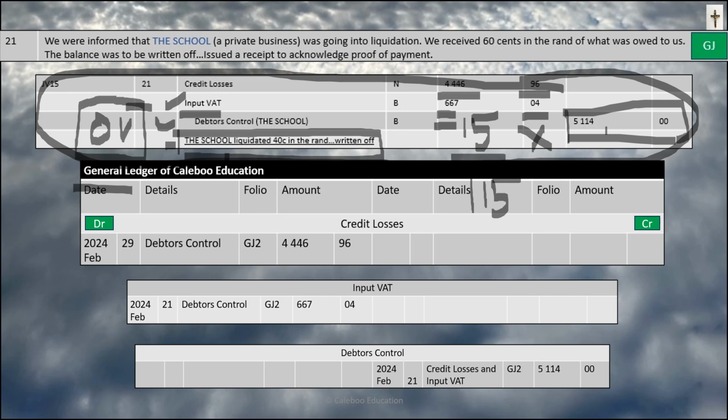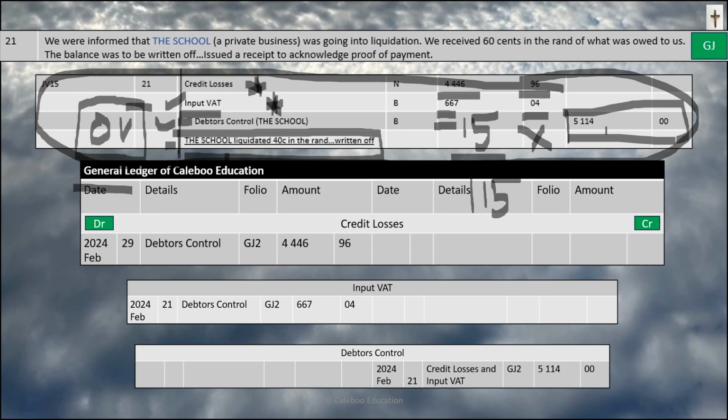So credit losses was debited. I'll show you why in a moment. Input VAT was debited. Remember, the account that is credited is written a little bit away from the margin.